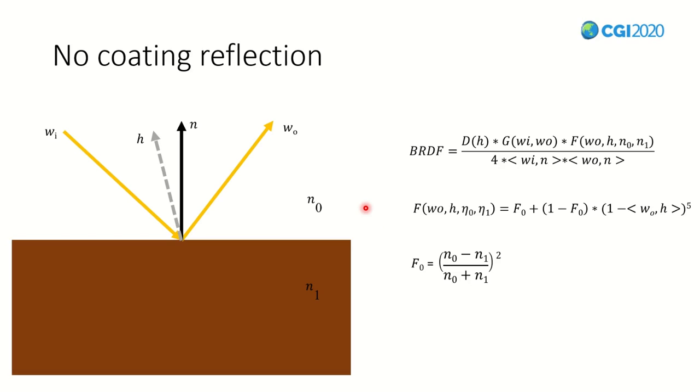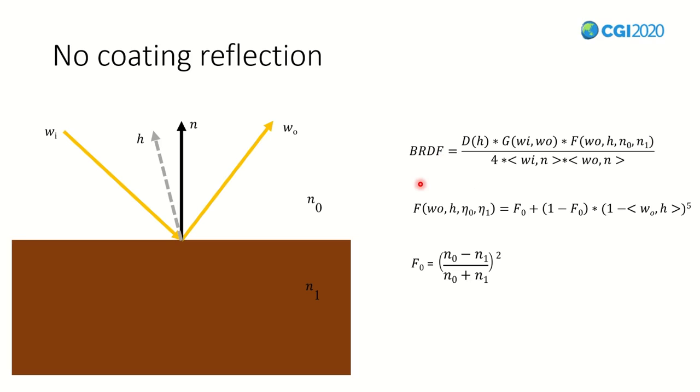What is happening when there is no coating? Well, light is reflected on top of our material following the bidirectional reflection distribution function, the BRDF, of which we have an example right here for a microfacet model. It involves three terms, D, G, and F. D and G depend on the geometry of the material, and F is a Fresnel term, which describes the amount of light that is reflected in the direction W0.